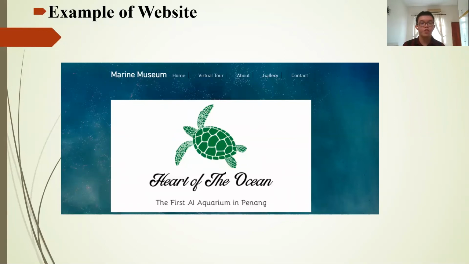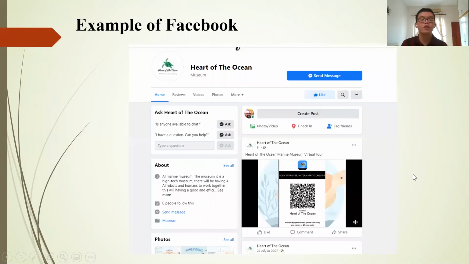Here is an overview of the Marine Museum website, where it has the home page, the virtual tour page, the about page, the gallery page, and the contact details page, where visitors are able to gain information from the website. Here is the overview of the Facebook page of the Marine Museum, where visitors are able to get the latest update of the Marine Museum regarding the information in the Marine Museum.